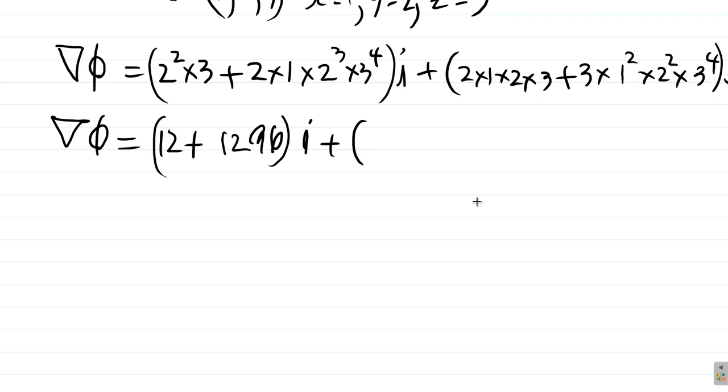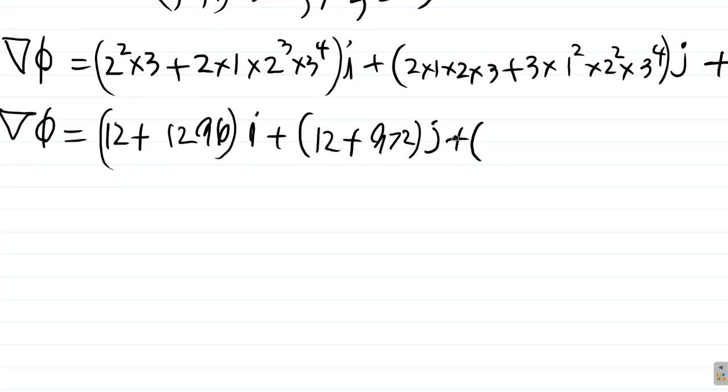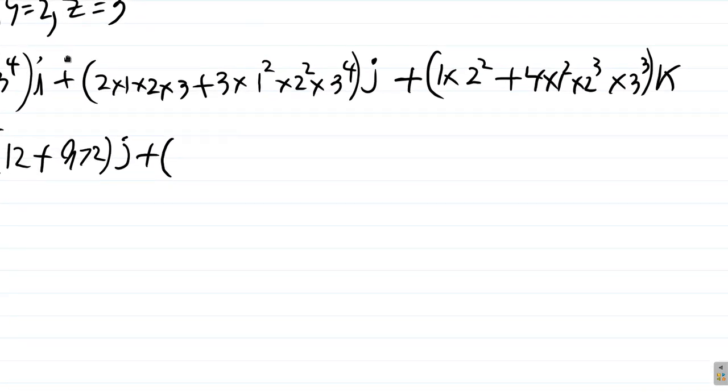Plus 2 times 3 times 2 is 12. It's going to be 12 plus, so 3 to the power of 4 is 81 times 2 squared is 4, 81 times 4 times 1 squared is 1 times 3, 972, j plus, and then something another k now.